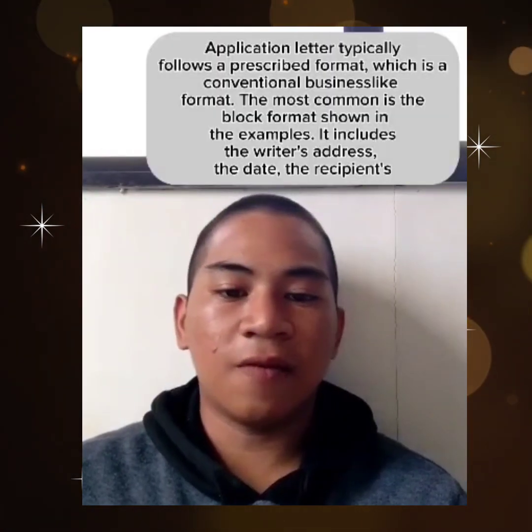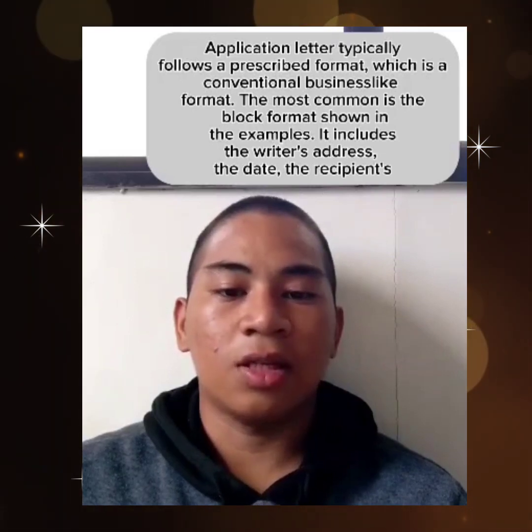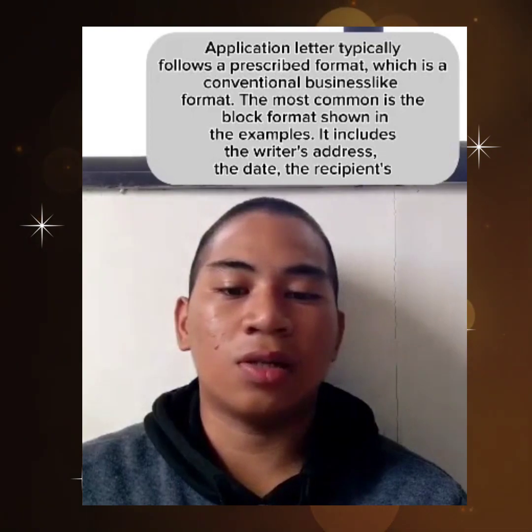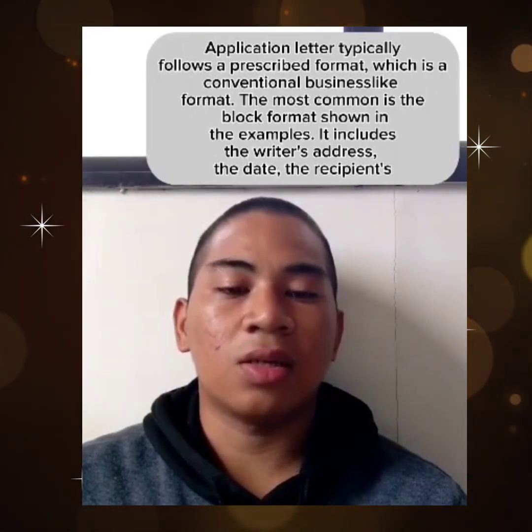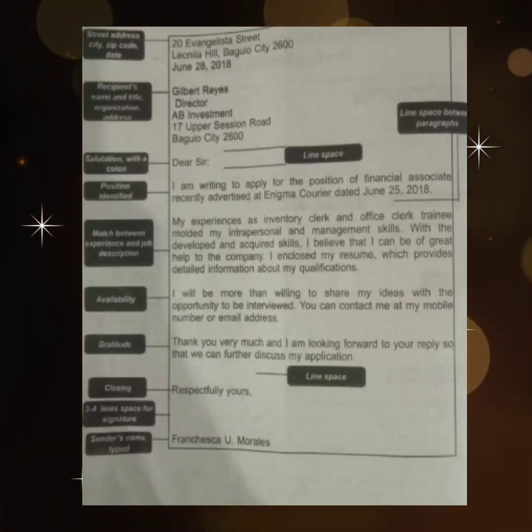Number 3 is format. An application letter typically follows a prescribed format, which is a conventional business-like format. The most common is the block format shown in the examples. It includes the writer's address, the date, the recipient's. So we're going to take a look at our example.